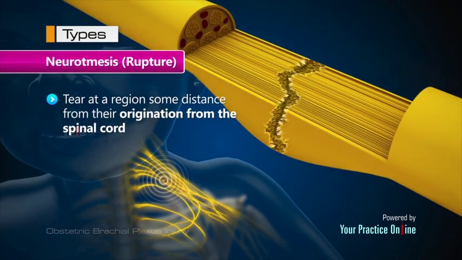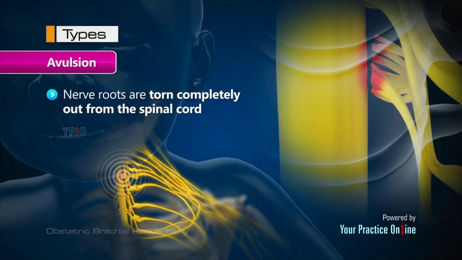Neurotmesis, or rupture. Nerves stretch to a point where they tear at a region some distance from their origination from the spinal cord. Avulsion. The nerve roots are torn completely out from the spinal cord.